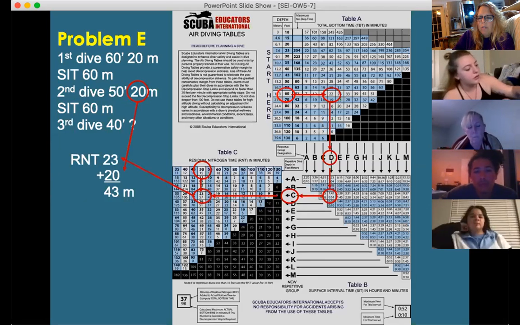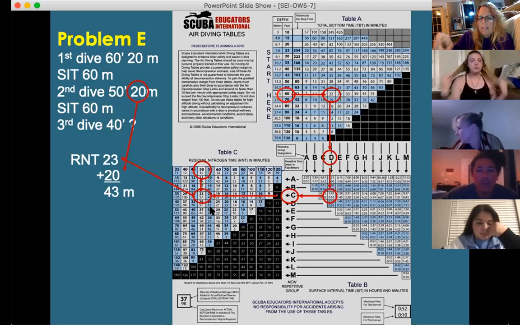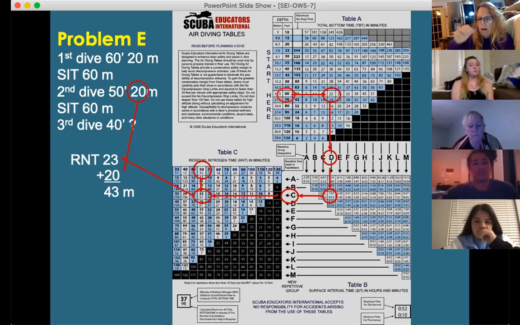We know we're going to have multiple dives, so we go to 50, and we find where the C intersects. Instead of getting that bottom number, we're going to grab the top number, which is residual nitrogen time, 23. We're going to add that to our actual bottom time of 20 of our second dive to get 43. So we now have added our penalty of nitrogen, which is the RNT. So we have a new number, 43. So we're 50 for 43.